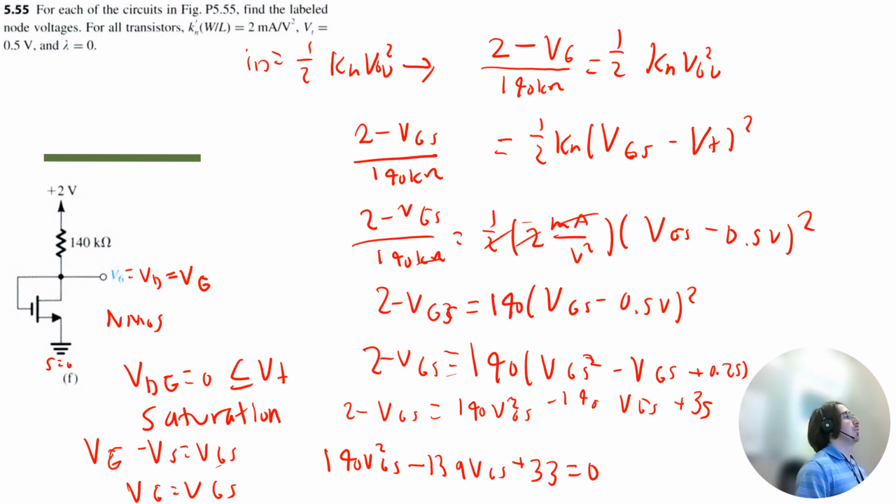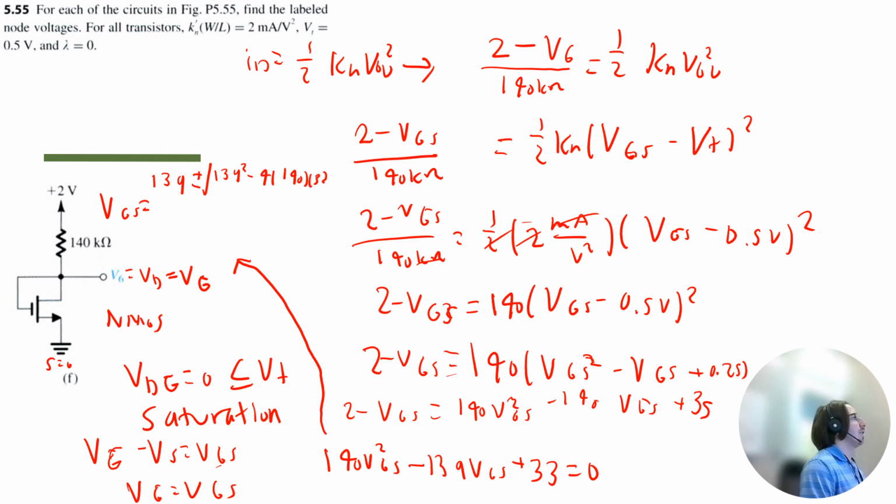And so it looks like we can just solve this with the quadratic equation. So VGS is equal to negative negative 139, so 139, plus and minus the square root of 139 squared minus 4 times 140 times 33, all divided by 2 times 140.